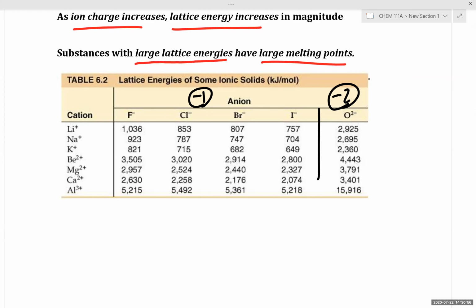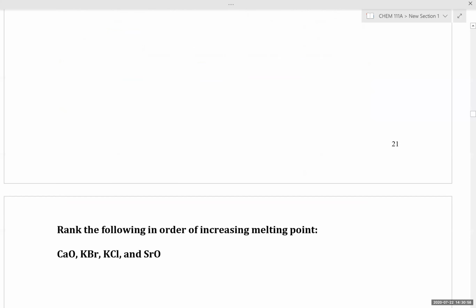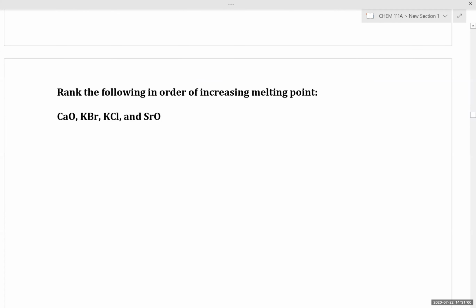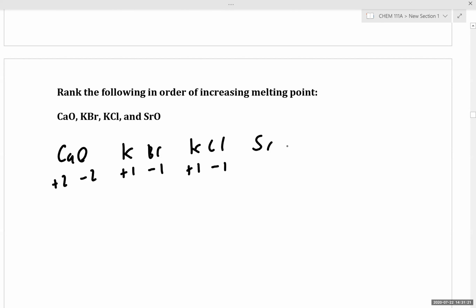Okay, so let's apply what we've learned now, and let's try to rank the following in order of increasing melting point. So I'll do this first example. Calcium oxide, we have calcium +2, oxygen -2. Potassium bromide, we have potassium +1, bromine -1. Potassium chloride, we have potassium +1, chlorine -1. Strontium oxide, we have strontium +2, oxygen -2.